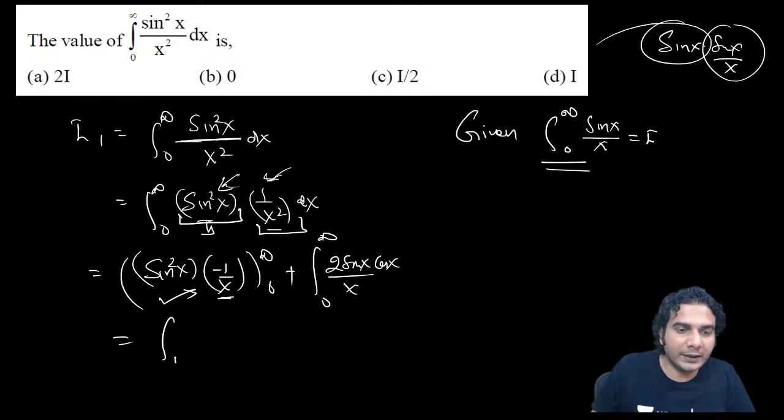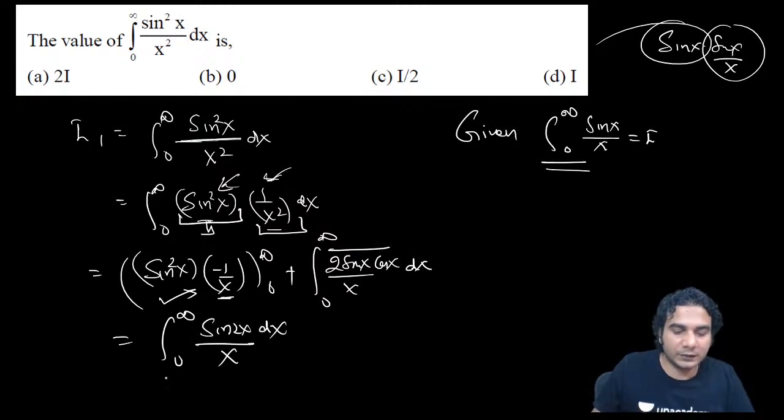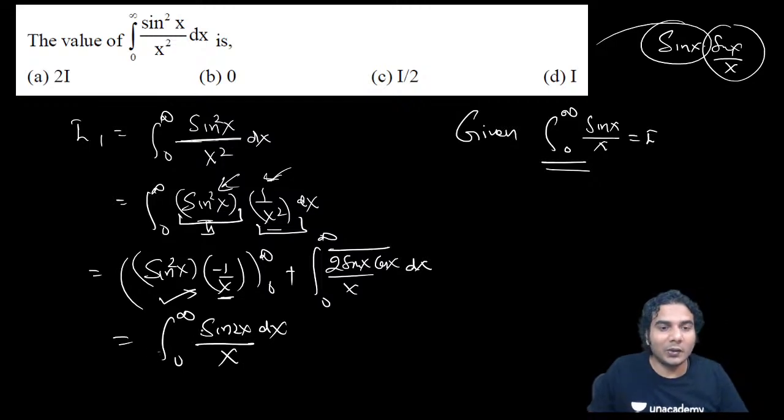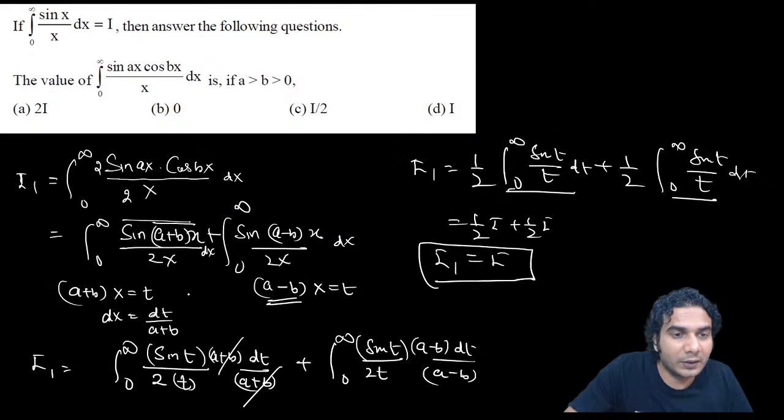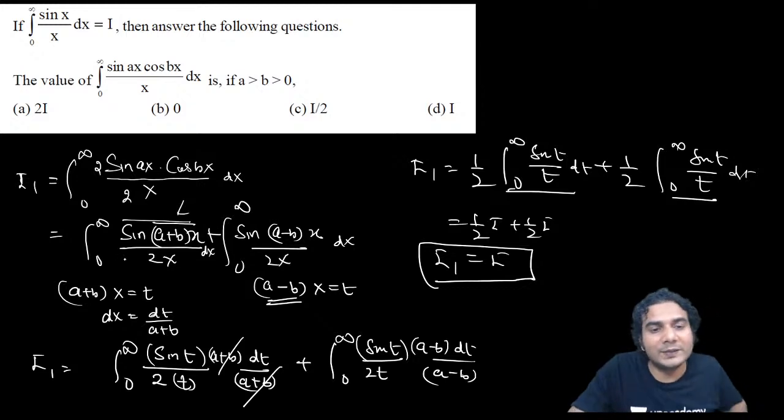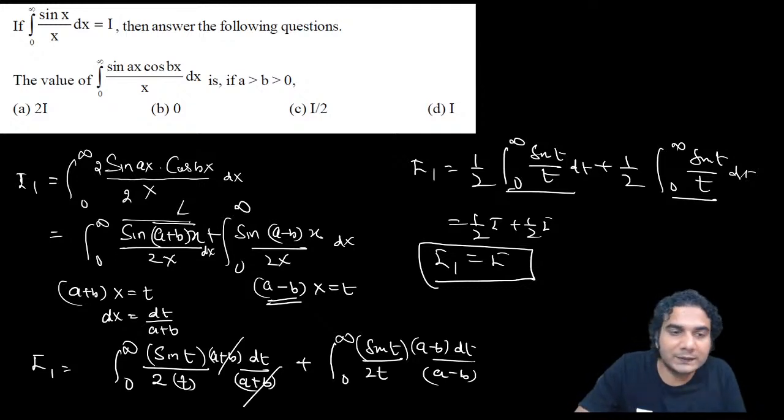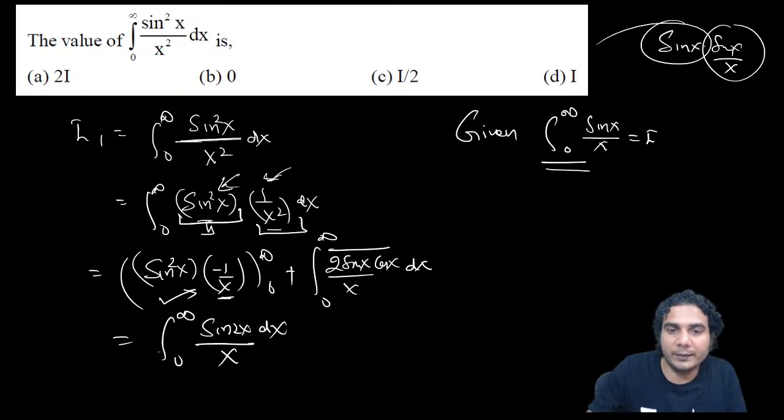So now the only thing remaining is 0 to infinity. You can write this 2 sine x cos x as sine 2x dx divided by x, alright, like this. Now this is a similar problem which you did here only, sine of a plus bx upon 2x was nothing but I by 2, right? It turned out to be I by 2.